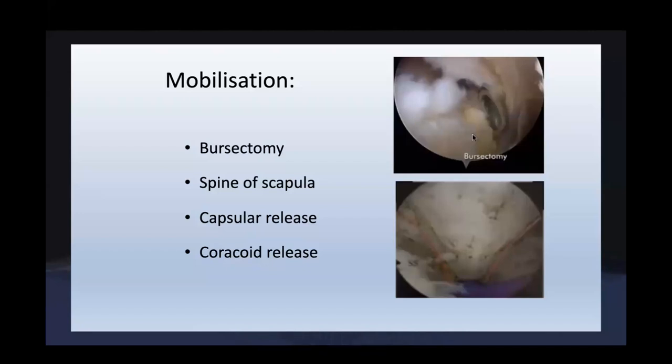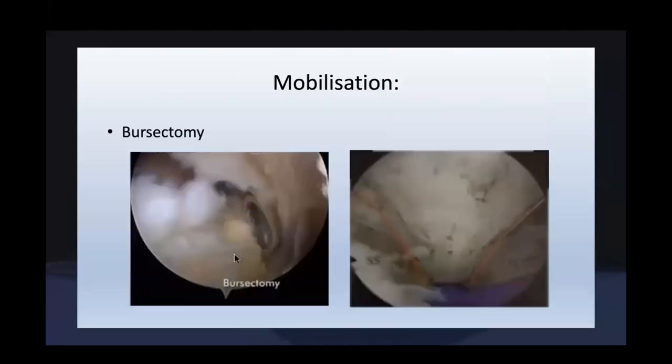Depending on the nature and the type and the extensiveness of the cuff tear, you would go in for a subacromial decompression or a subdeltoid decompression. Along with that, you also have to clear tissues and release from the spine of the scapula. The capsule has to be released in a proper manner. That would include the release of the MGHL, the AIGHL, the rotator interval. Along with that, the coracoid has to be released.